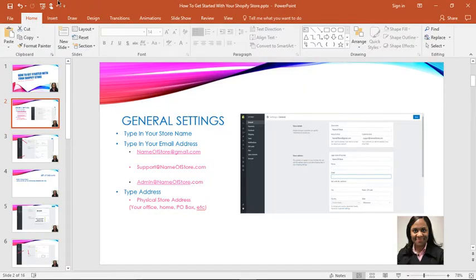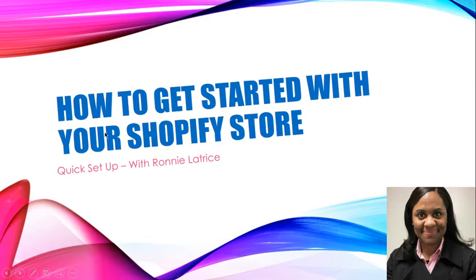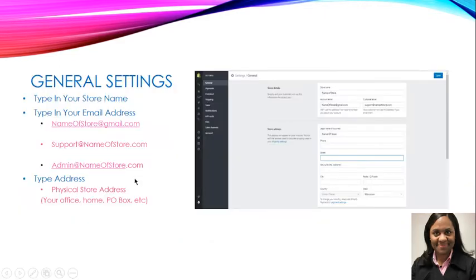Okay, so we are on general settings. We're back on general settings, and basically what we have here is two different emails. We have support at name of store, then we have admin at name of store. I usually use support at name of store, but you definitely can use admin for customers to contact you. It's up to you what you want to do.